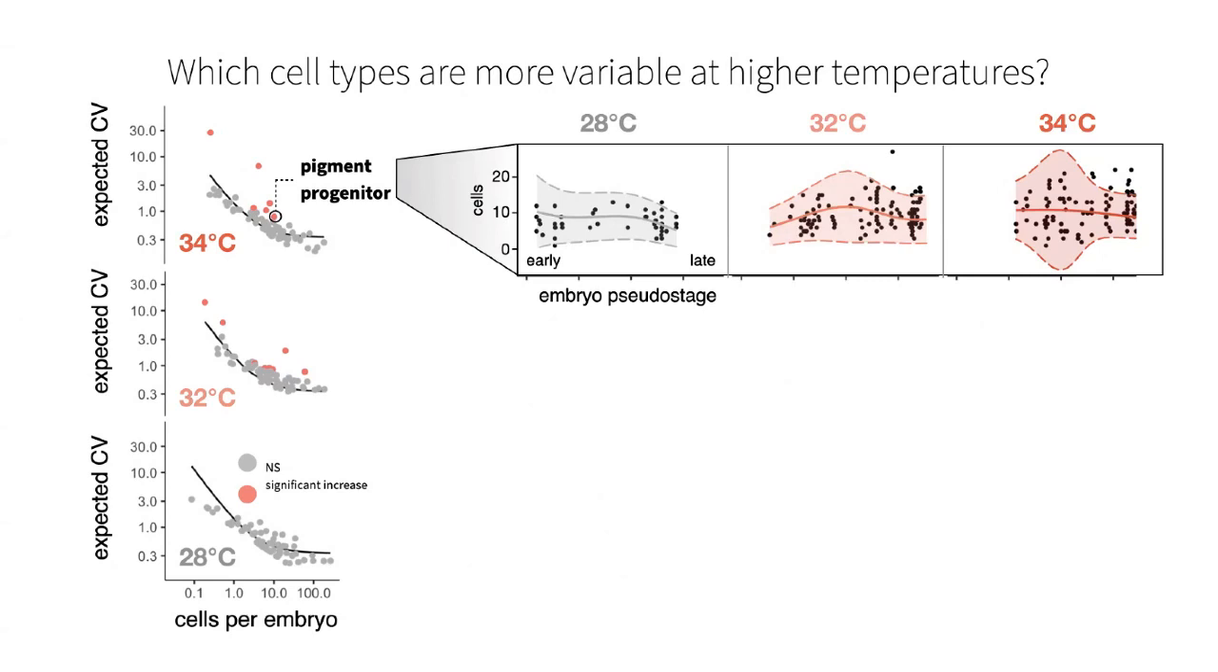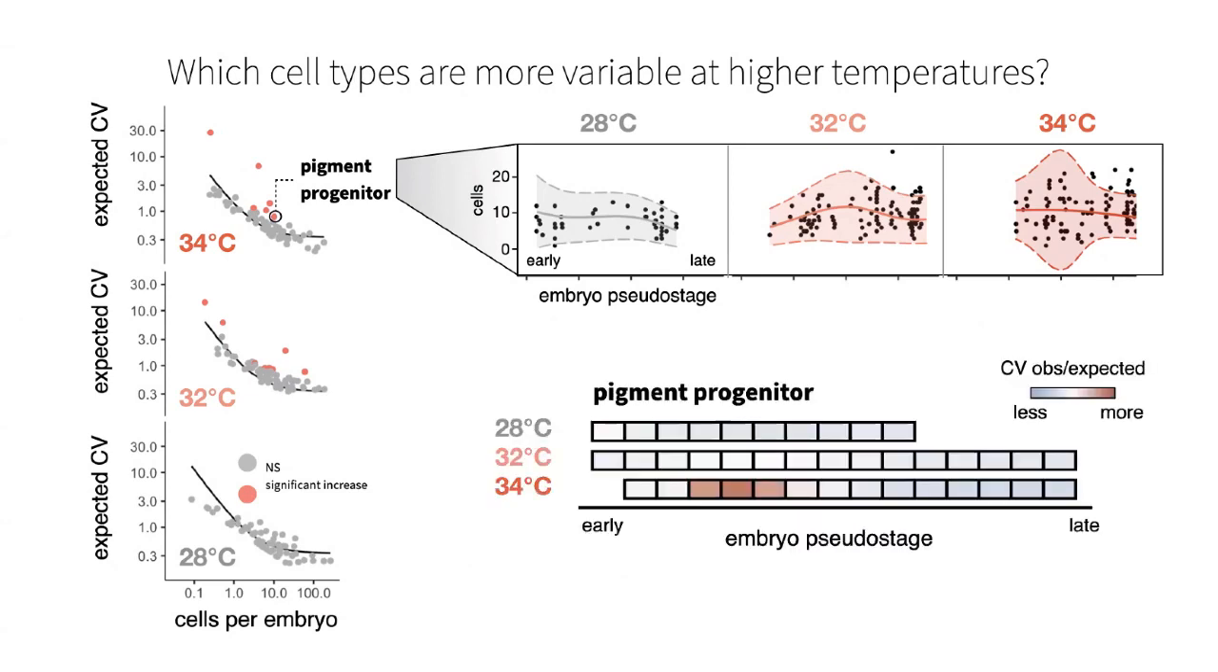What you can see is that there's not really a big change in the average number of pigment progenitor cells as you dial up the temperature, but there is a big dilation in the variability, and it's particularly pronounced on the earlier end of development. So you can see that a little bit more clearly in this little heat stripe here.